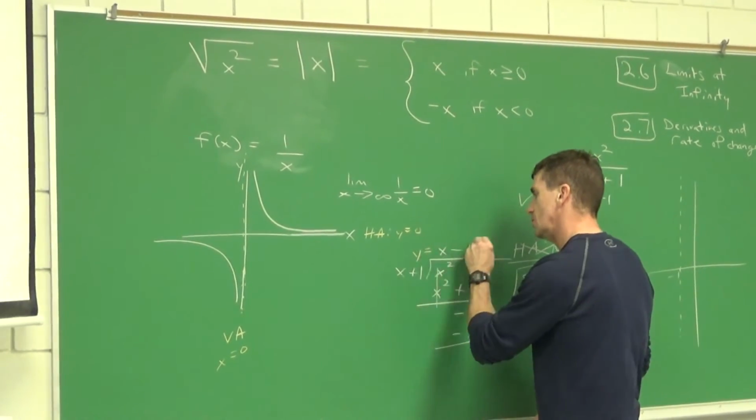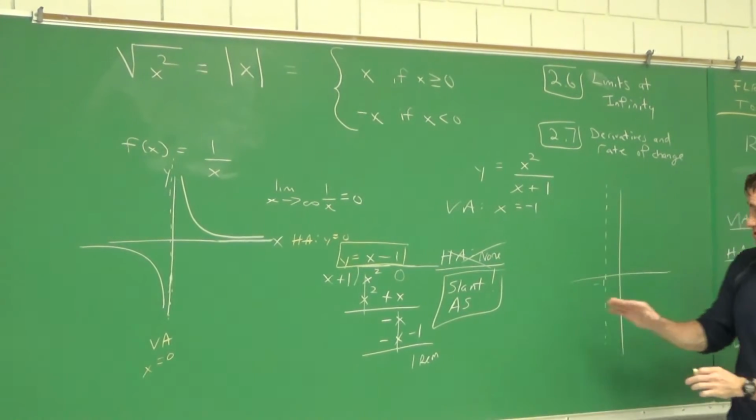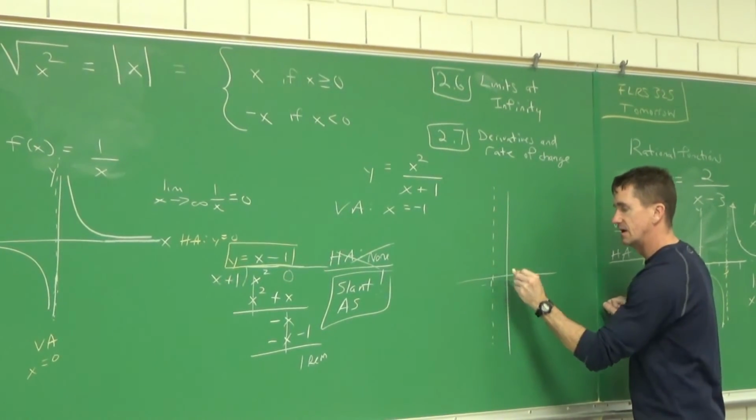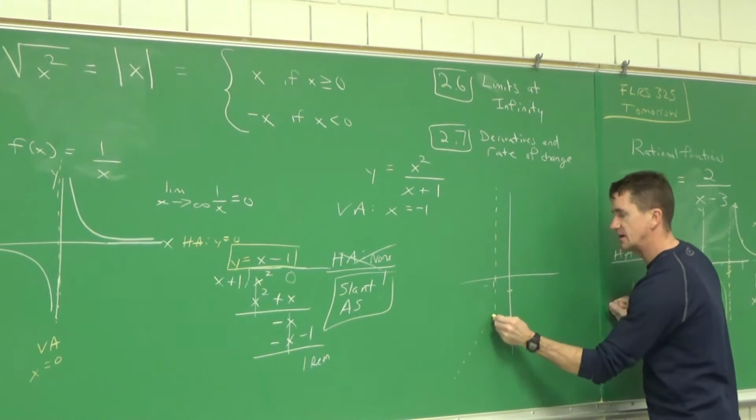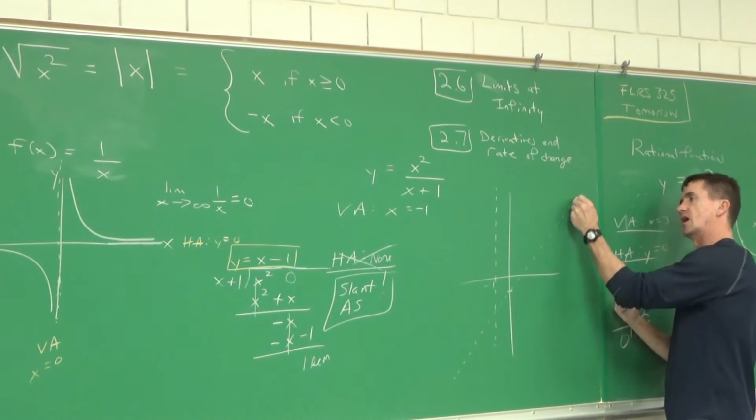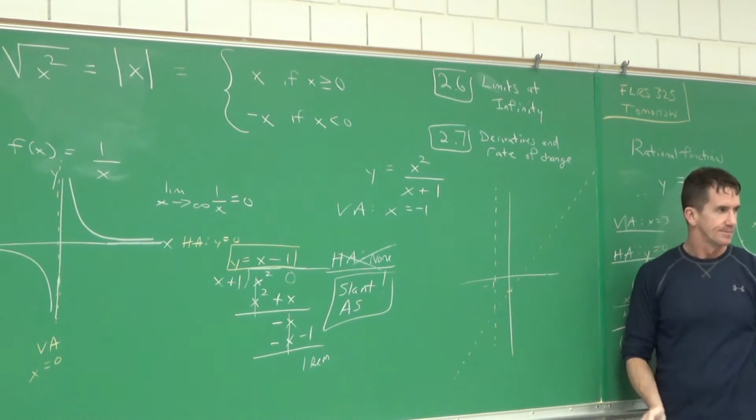y equals x minus 1 is the slant asymptote, which is a line that does what? It went right through here and the slope is 1, and it just keeps going up by 1, right? Rise 1, run 1. It's just a straight line.